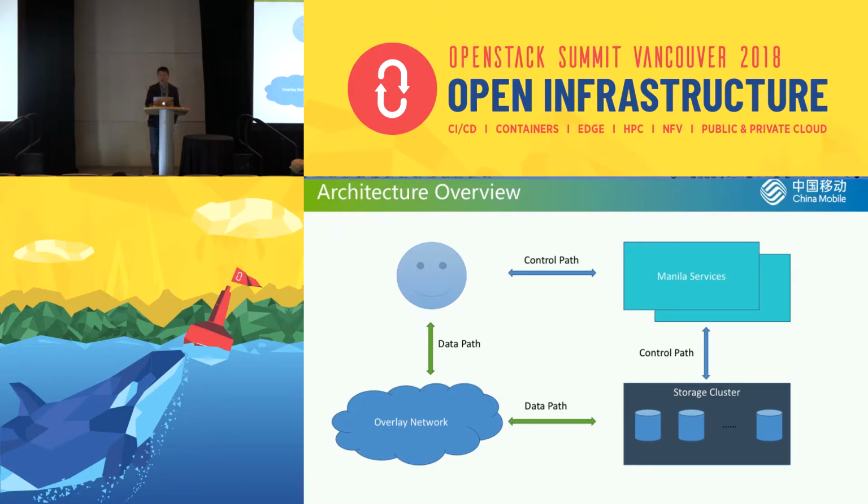This is the architecture overview of our NFS service in the public cloud. We mainly divided this schema into two levels. Manila is the control path, which provides self-service shared file system service and manages the lifecycle and access rules of the shared file system. The data path provides a way to access the shared file system in a storage pool.